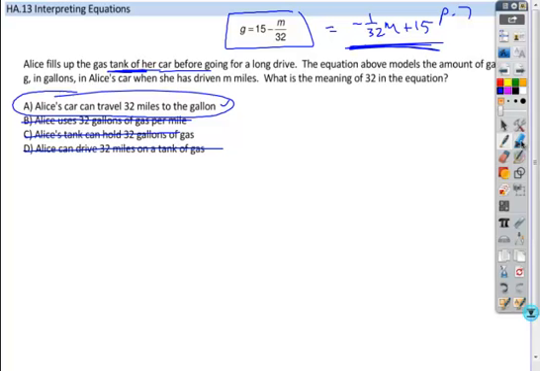Now, to confirm this, when you look at this slope, for every 1 mile you're losing 1/32 of the tank. So that would make sense that you're getting 32 miles per gallon if you're losing 1/32 of a gallon per mile that you drive.